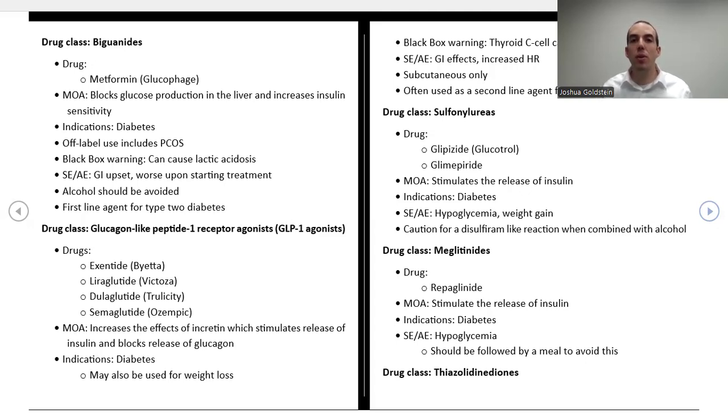Next, let's talk about sulfonylureas. In some parts of the world, this is actually considered the go-to drug instead of metformin. And this would be glipizide. It's been around a very long time. It stimulates the release of insulin, more chance of the insulin getting into the cell and out of the bloodstream. The indications are for diabetes.